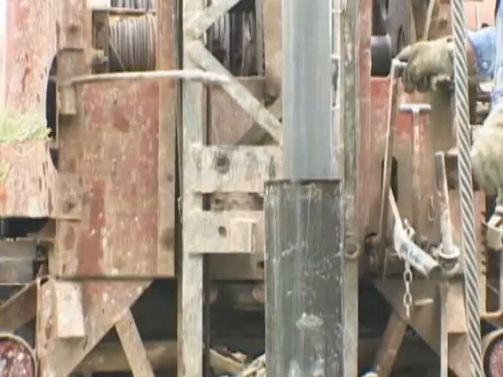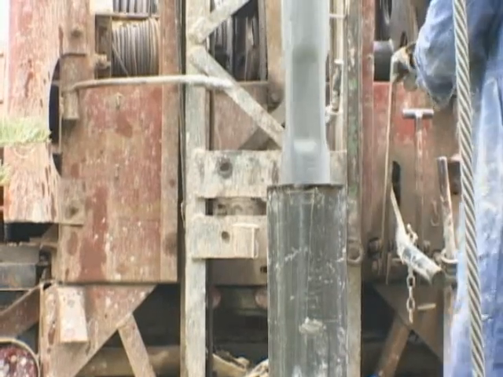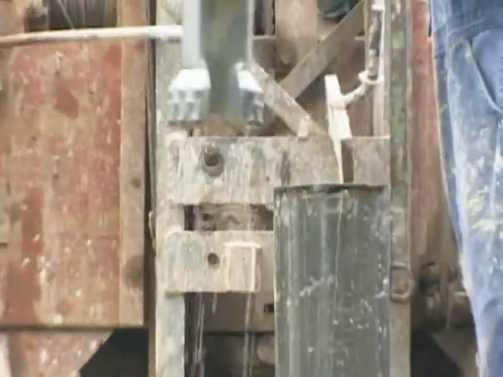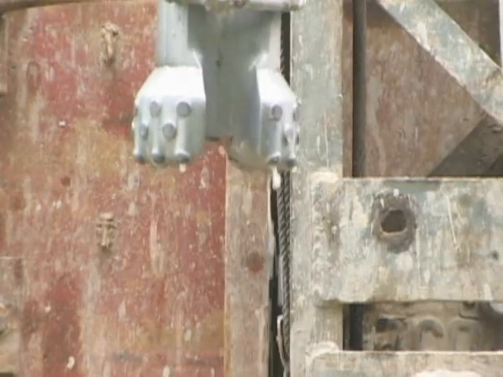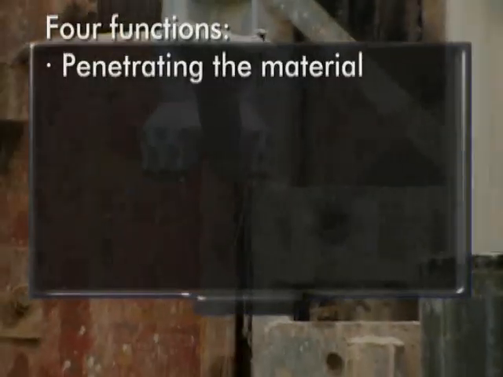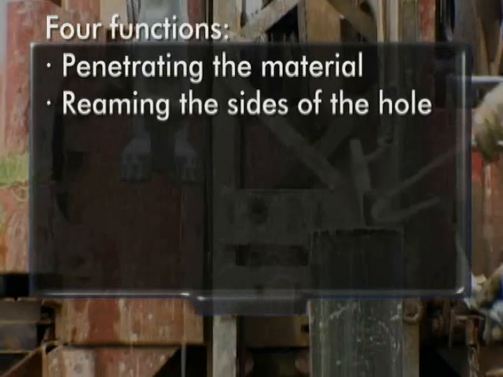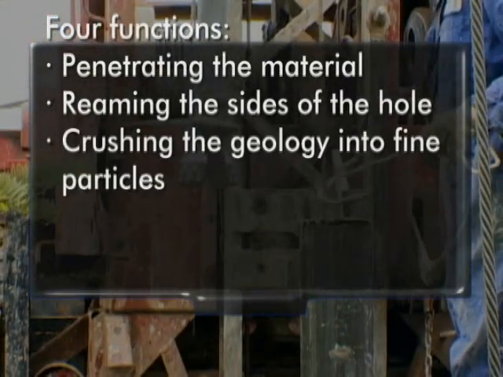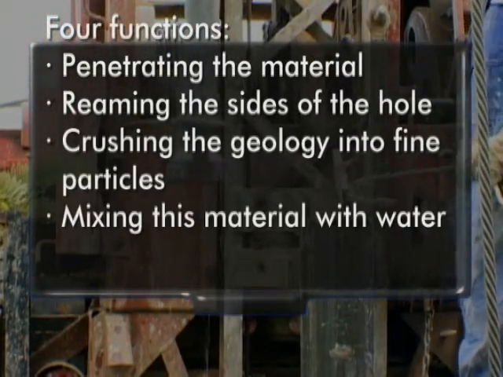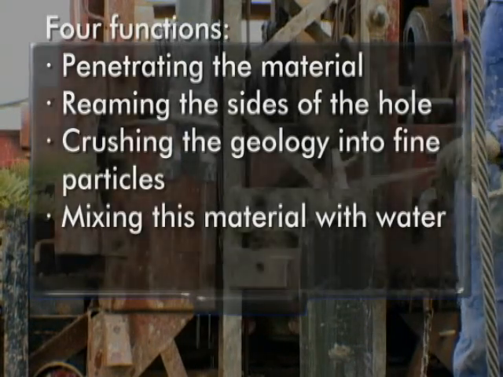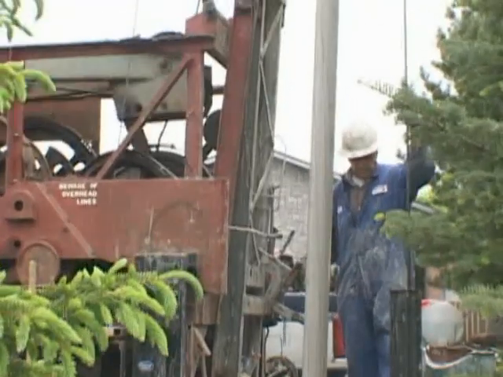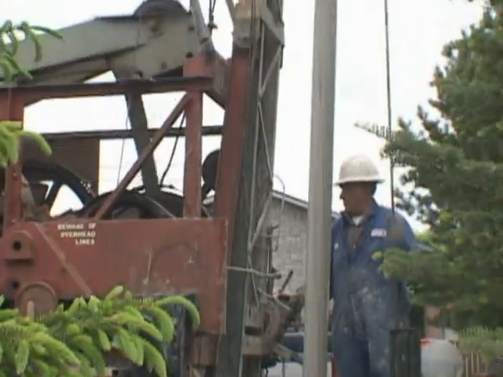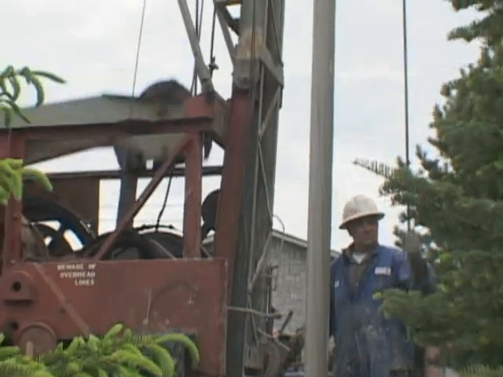The cable tool uses the percussion cutting action, utilizing a 1,200-pound drill string and usually a carbide button bit. This bit goes up and down once per second, performing 4 important drilling functions at once: penetrating the material beneath the bit, reaming the sides of the hole, crushing the geology into fine particles, and mixing these cuttings with water. The drilling action, in conjunction with approximately 5 gallons of introduced water, mixes with the cuttings, which require bailing after approximately 4 feet of drilling.